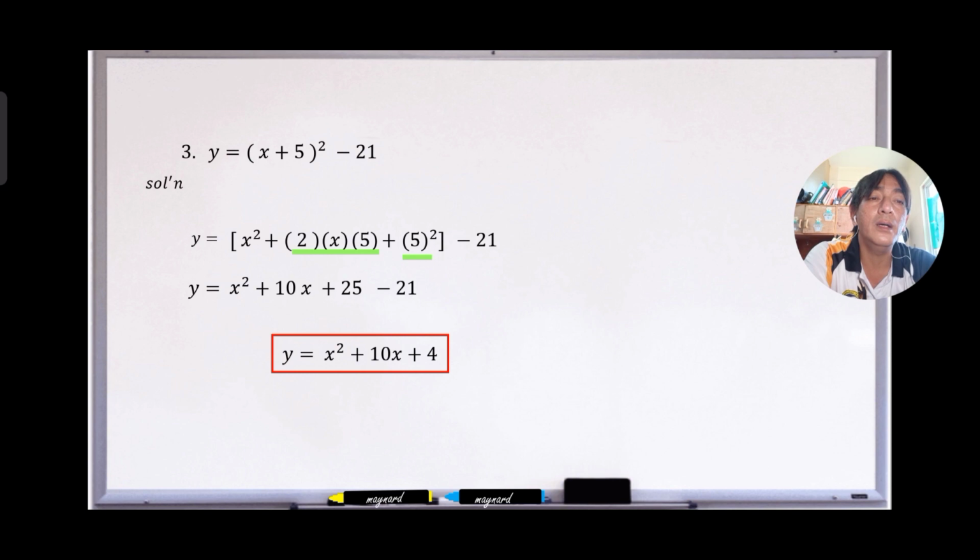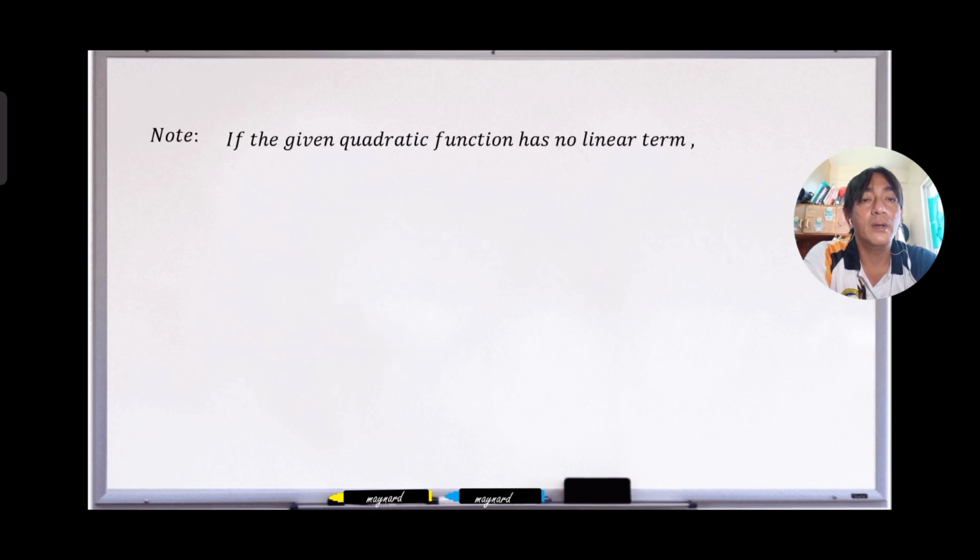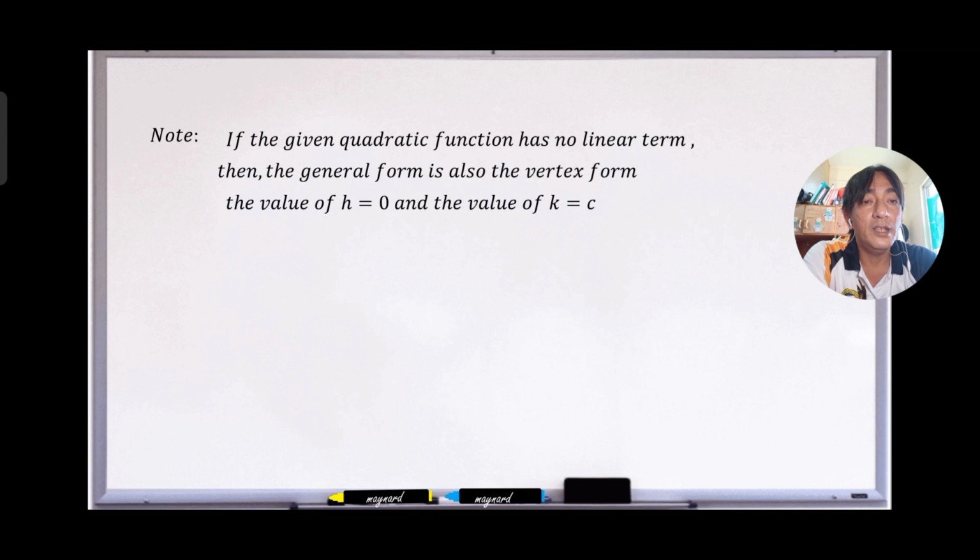Okay, sir, meron bang instances na yung given na quadratic function na general form, nakasulat sa general form, is also the same as the vertex form? So, tignan natin. Okay, take note of this. If the given quadratic function has no linear term, then the general form is also the vertex form. So, kung ano yung general form, yun na rin yung vertex form. Wala siyang linear term kapag walang linear term.